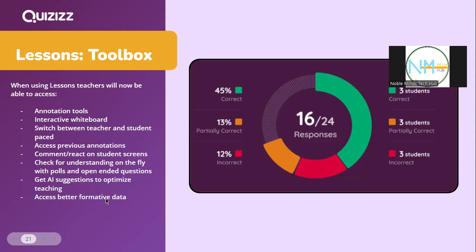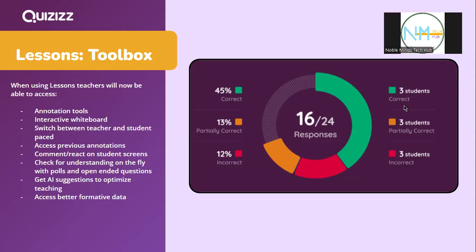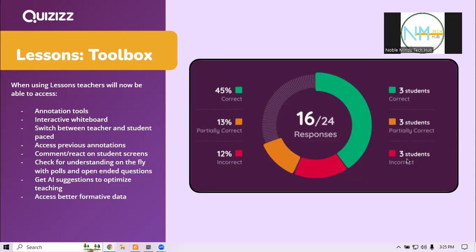Then it's also good to access better formative data. That is, after your class, you don't need to stress yourself about how to get the data out of the class, how to get the printout or the scores or the documents about the quiz. It helps you with the formative data. For example, look at this screen. This is a screen that shows the report of an assessment. 45% were correct, 13% were partially correct, 12% were incorrect. Three students were correct, three students were partially correct, three students were incorrect. You see how lovely this is?